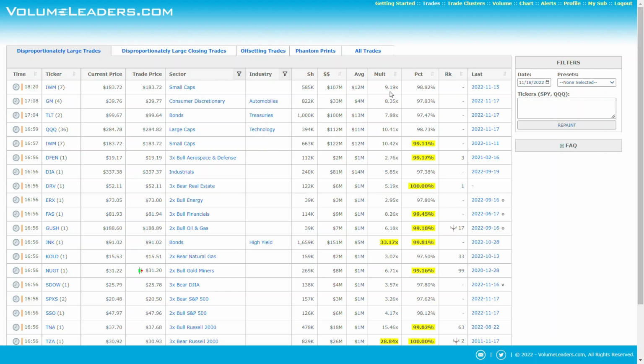So in this first example, this trade here, 585,000 shares, $107 million, is 9.19 times larger than average. It also falls in the 98.82 percentile. It's not ranked in the top 100. And the last time it traded this large was November 15th, 2022. So each trade is automatically put in this list if it meets these minimum criteria, where it's got to be 5 times larger than average or normal.